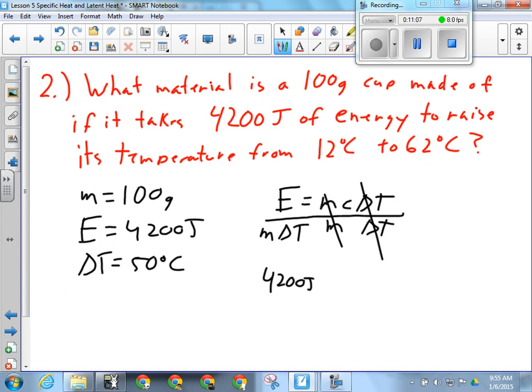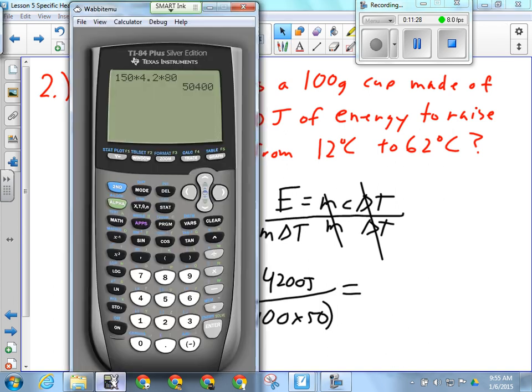4,200 joules divided by 100 times 50. Now, when you're plugging this into your calculator, that's got to be in brackets. Otherwise, your calculator will go 4,200 divided by 100 and then multiply by 50, which is not the same thing. All right, so 4,200 divided by 100 times 50. Missed a 0.